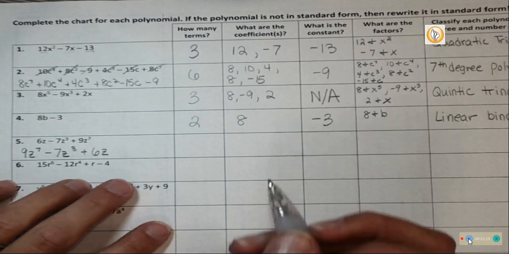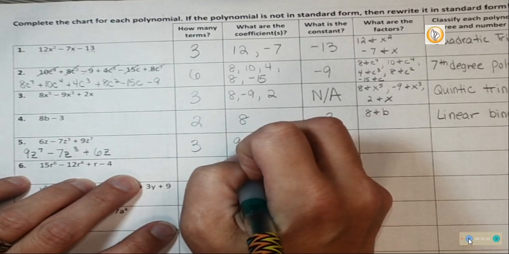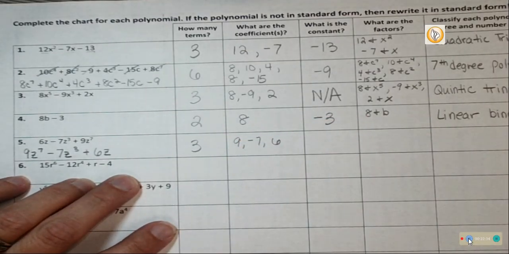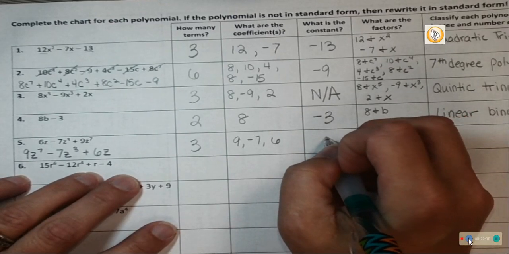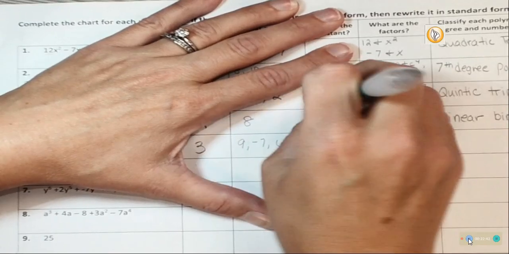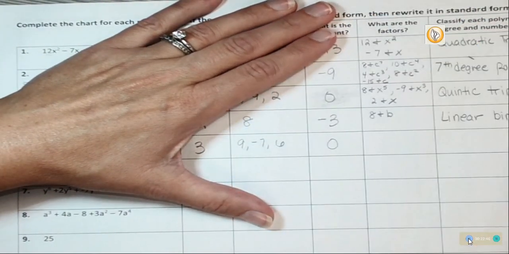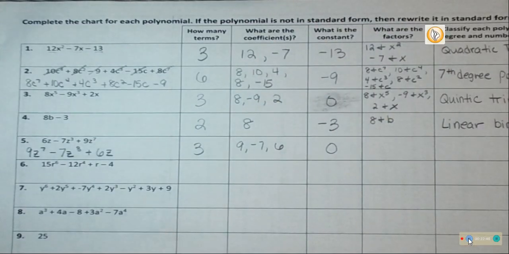How many terms you got in number 5? 3. What's your coefficients? 9, -7, 6. Very good. What's your constant? None. You don't have one. So I guess we really probably should do what my friend said and put 0. So let me put 0 right here. Because if it's not there, it's technically 0. We just don't have one there.